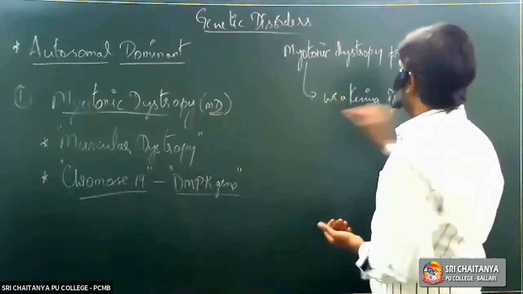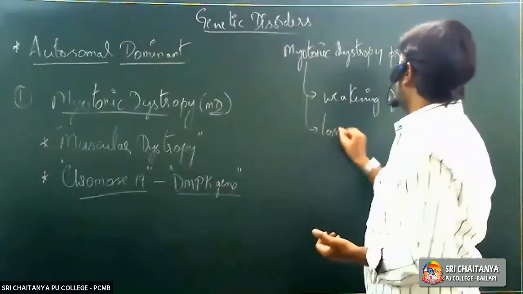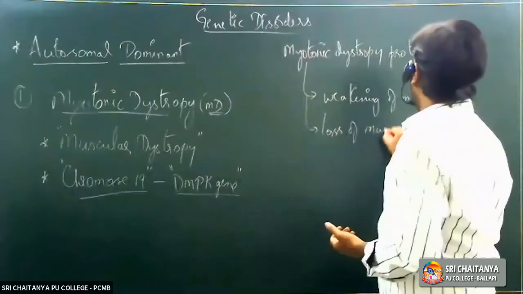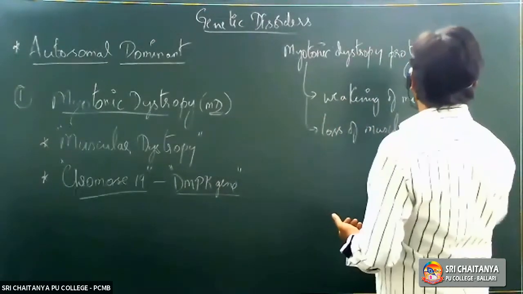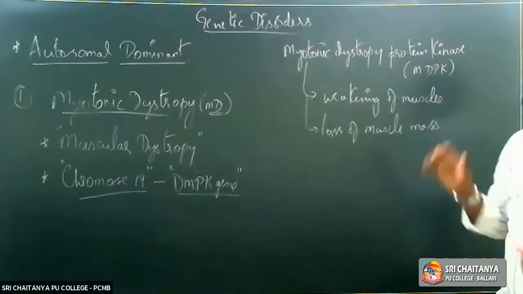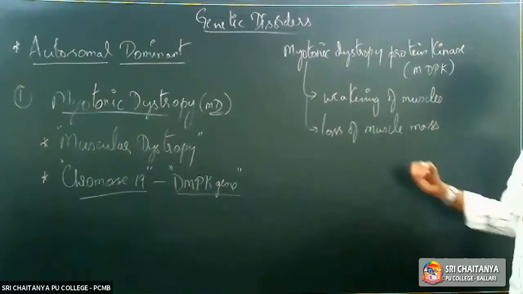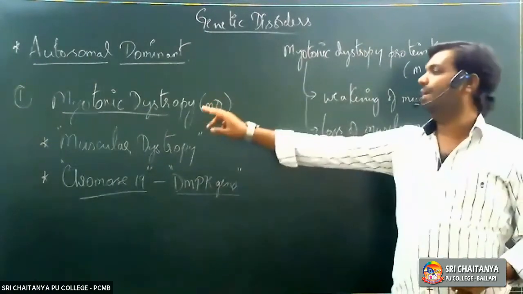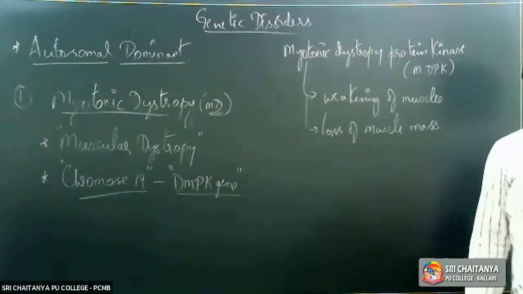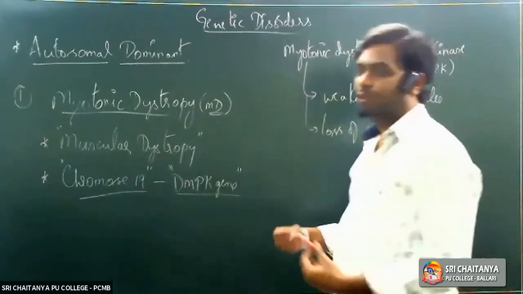And also there would be loss of muscle mass. As a result, over a period of time, the muscle contraction itself will not happen. So that is the condition we have, which is called myotonic dystrophy. So what exactly is happening in myotonic dystrophy?